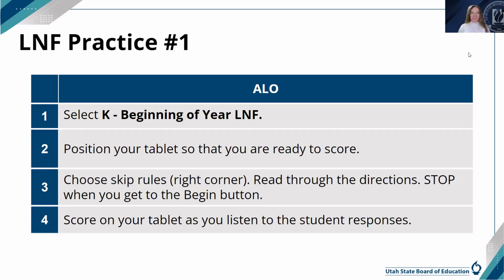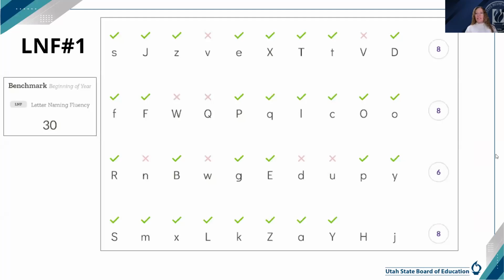So when that time ends, you have about 1 second to mark any final items. Then you're going to select next in the upper right corner. You will see the accommodation screen. You're going to want to select no for accommodations. Scroll down to the bottom, select done. And then you will see the scoring screen.